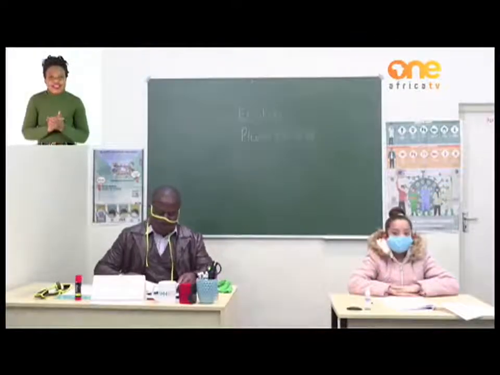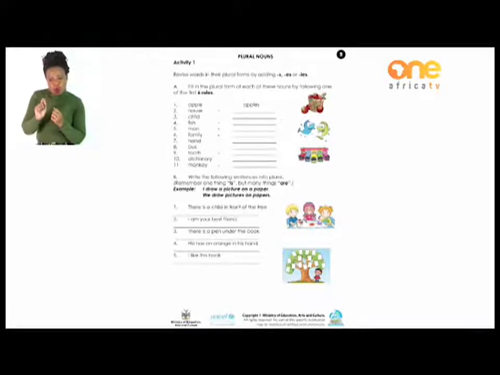Let's turn our books to page 5, where we have our activities. Let's start with activity number 1. Fill in the plural form of each of these nouns by following one of the first 6 rules. You can see that there are different nouns ending with the different letters there, meaning to say you need to consider the first 6 rules that we talked about.